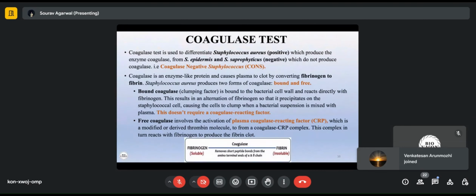Coagulase found in Staphylococcus is of two types. One is bound, another is free coagulase. Bound coagulase is attached to the bacterial cell wall and enzymatically converts fibrinogen to fibrin and causes clumping of plasma, whereas free coagulase reacts with coagulase reactive factor, which is a plasma factor, to produce a thrombin-like enzyme that helps conversion of fibrinogen to fibrin.